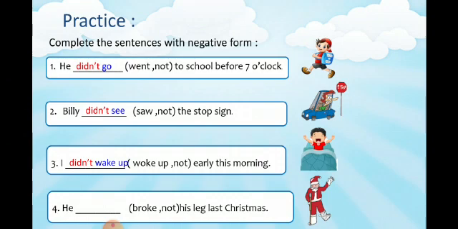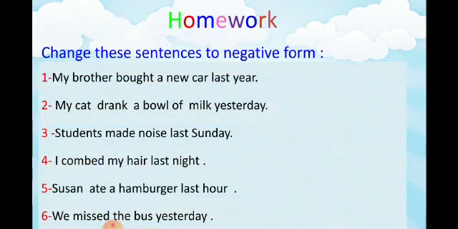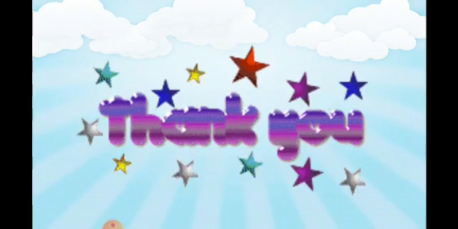Number 4. He didn't break his leg last Christmas. فعل broke تحول إلى break. أيضا هذه جميعها أفعال irregular، أفعال غير قياسية أو أفعال شاذة. Now I'm going to leave you with these 6 sentences. Try to make them negative. This is a homework for you, and thanks for your listening.